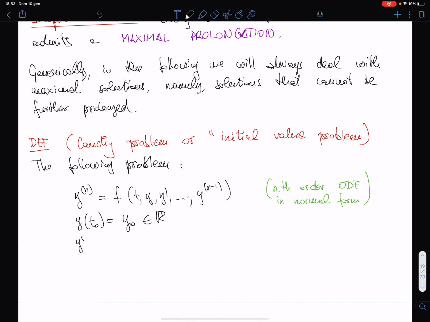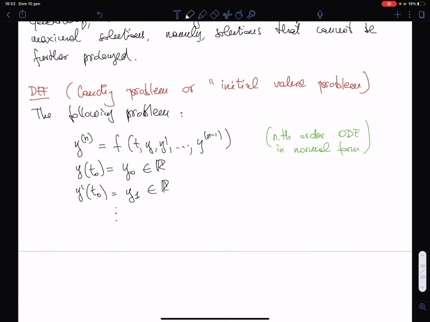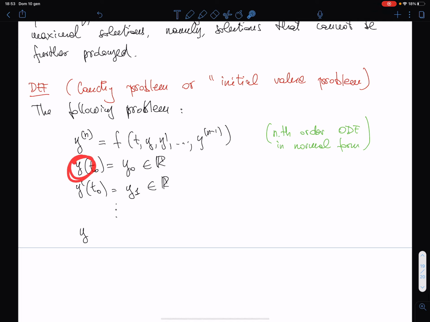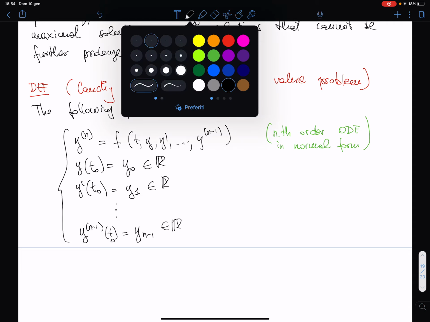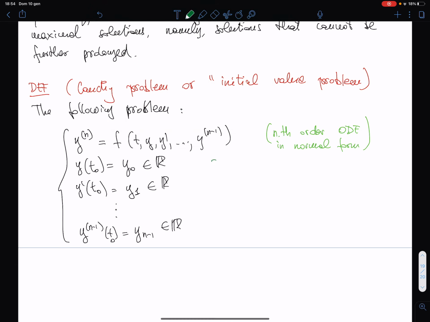it is useful to impose as many conditions as large is the order of the differential equation, so we will have to impose n conditions, from the 0th derivative of the function up to the n minus 1 derivative, which is y n minus 1 in R. So this problem, made in this way, has an nth order ODE in normal form, and then there are n conditions on y prime up to y n minus 1, always at the same point t naught. This is very important, the same point.